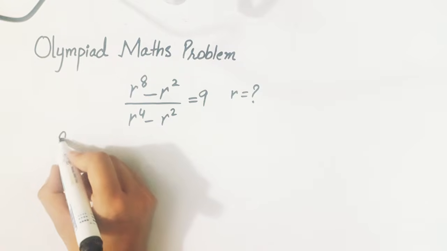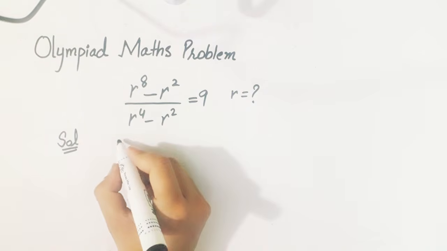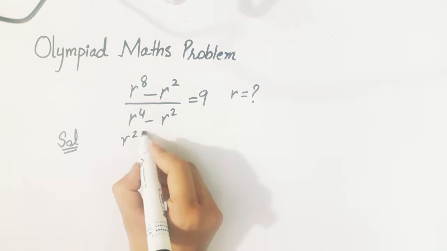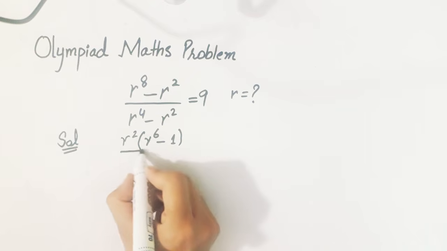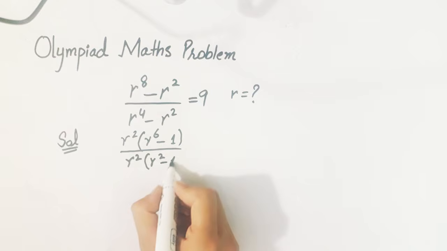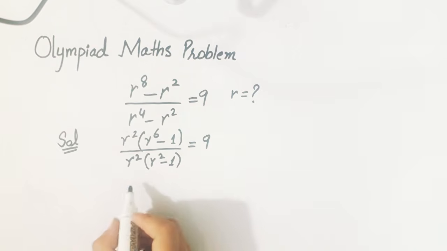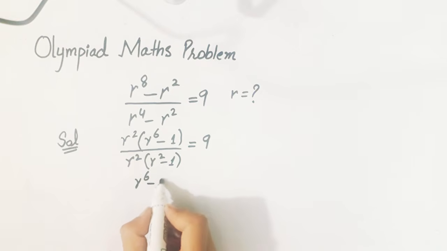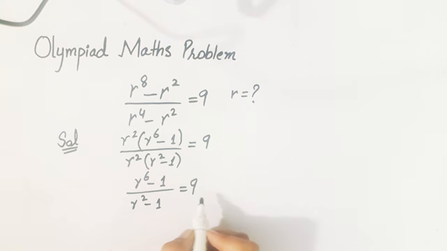So we will solve this question as, first of all, we will factor the numerator and denominator. Take r square as common from the numerator, the remaining will be r raised to power 6 minus 1, and in the denominator we will take r square as common, so the remaining is r square minus 1. Now this equals 9. We have (r^6 - 1) divided by (r^2 - 1), and that equals 9.